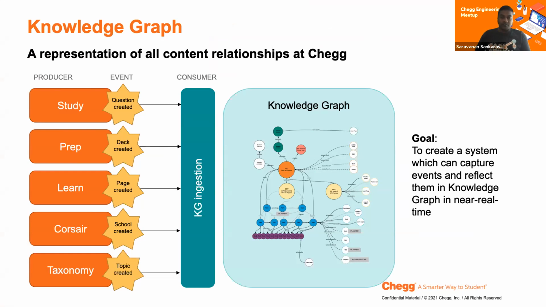Chegg, as a student-first platform, offers various products like textbook solutions, study pack, experts help, tutoring, flashcards, practice exam, etc. So we build a system by ingesting different Chegg entities, as listed on the left-hand side orange boxes, coming in as events in near real time and getting ingested as nodes and relationships into knowledge graph. We use AWS Neptune graph database as the underlying data store to store this knowledge graph.